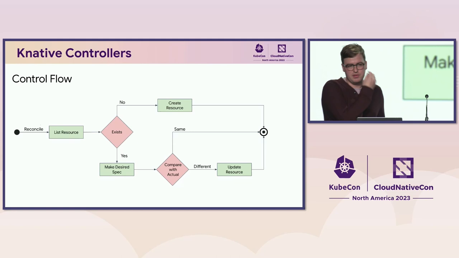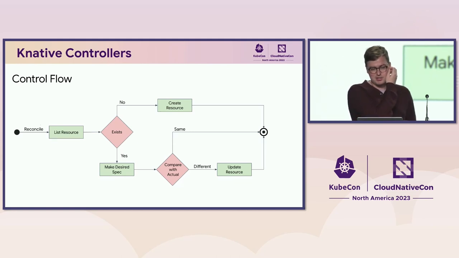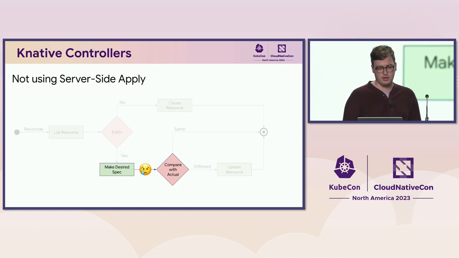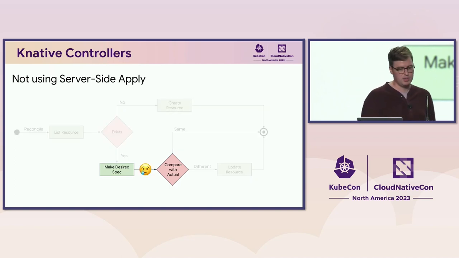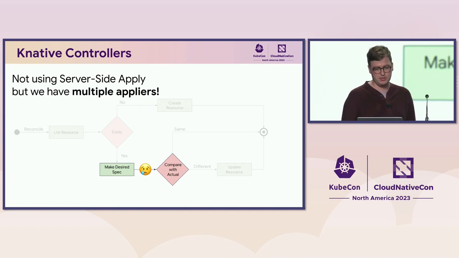The control flow we have in our reconciliation is, honestly, kind of straightforward in theory. You want to list your resource and get it. If it doesn't exist, then you go create it. If it does exist, we want to compare what's on the server with what we want. If it's different, we have to do an update. If it's the same, we don't want to do an update. But guess what? We're not using server-side apply. So what do we have to do? Oh, and we also have multiple appliers, which means we have some conflict.